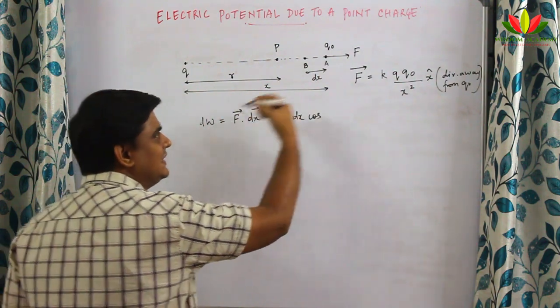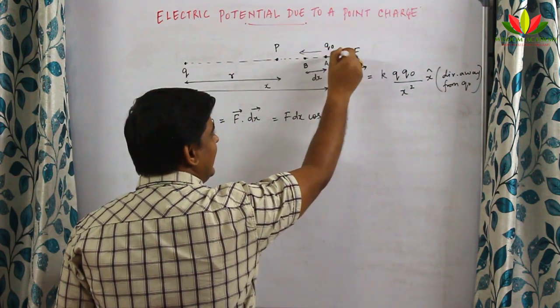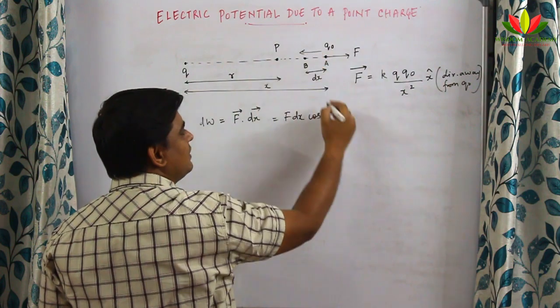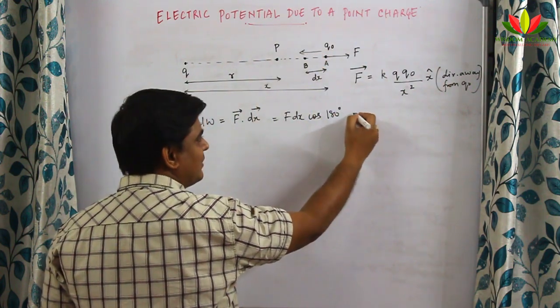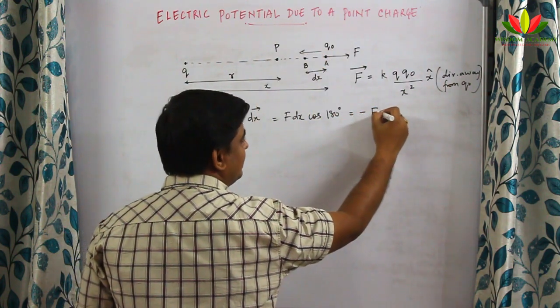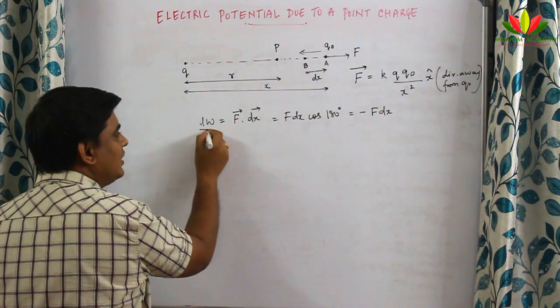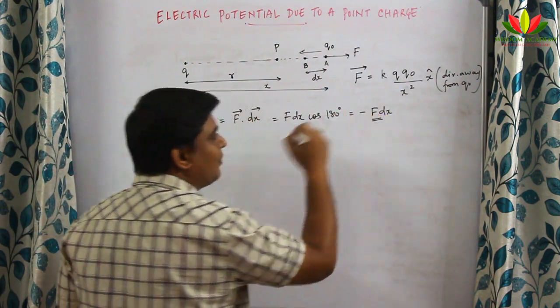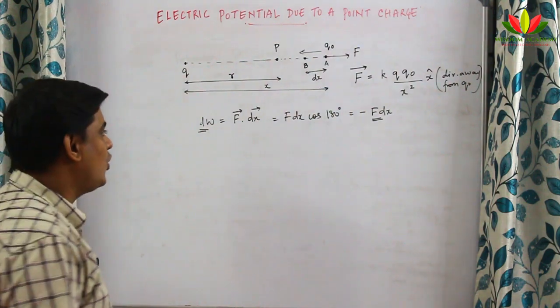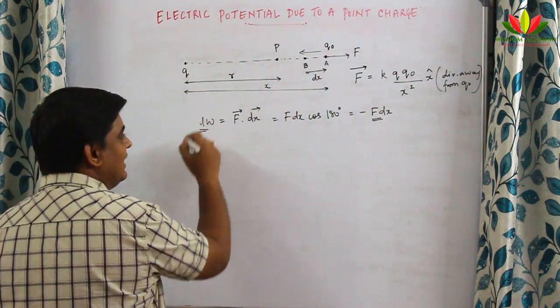What is the angle between them? See, dx is in this direction, F is in that direction, so the angle between them is 180 degrees. Cos 180 is -1, so I can write minus F dx. That small work done dW came to be minus F dx. Now to find the complete work done, I integrate on both sides.